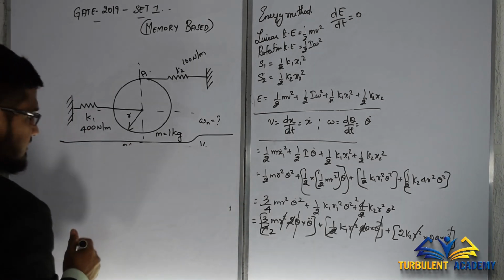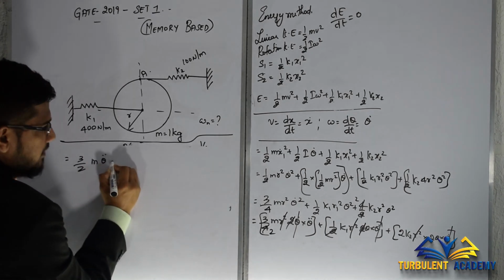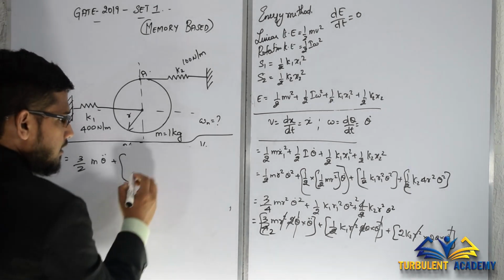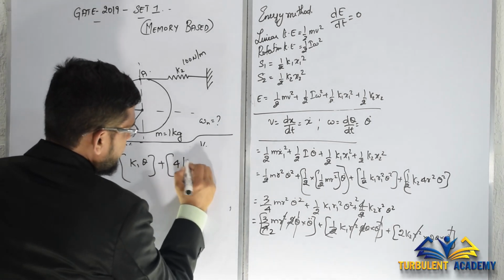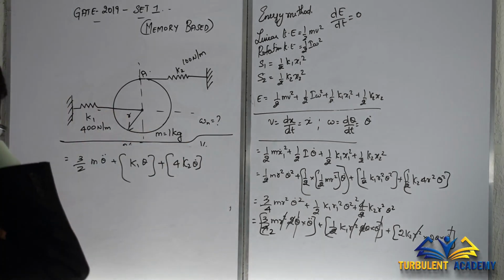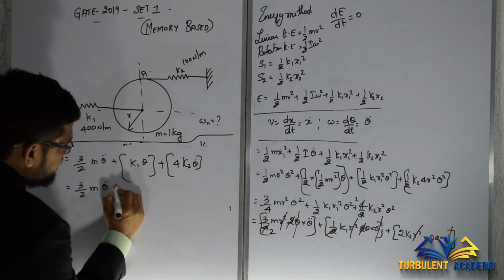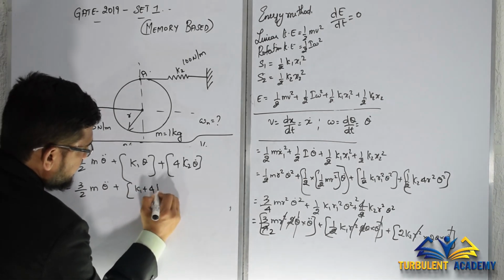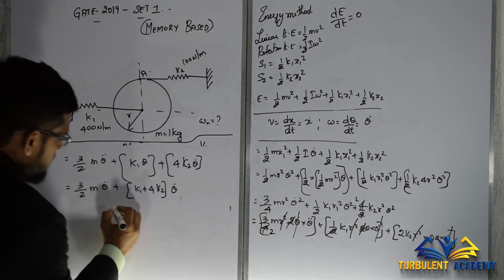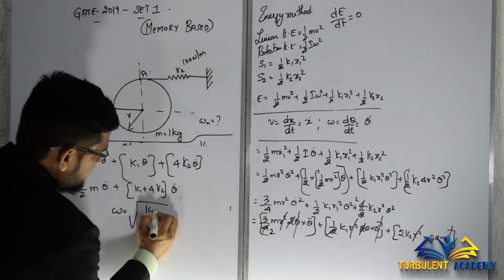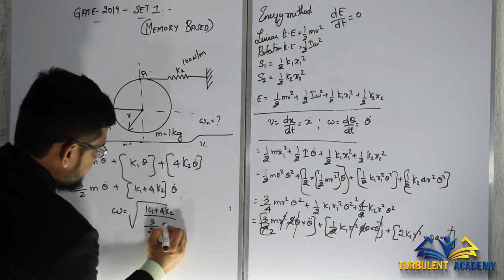it's going to be very easy after this. So this is going to be 3 by 2 m theta double dot plus k1 theta plus 4 k2 theta. So we are sensing, we are smelling the SHM simple harmonic motion equation, k1 plus 4 k2 theta. Okay, so now our omega would be root of k1 plus 4 k2 divided by 3 by 2 m.